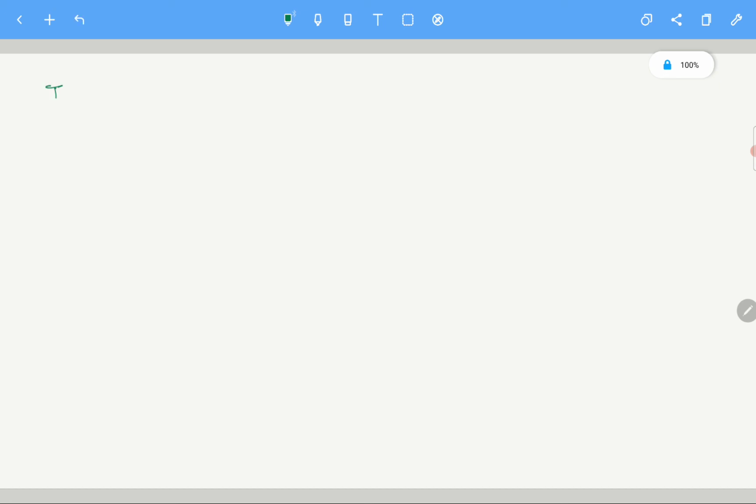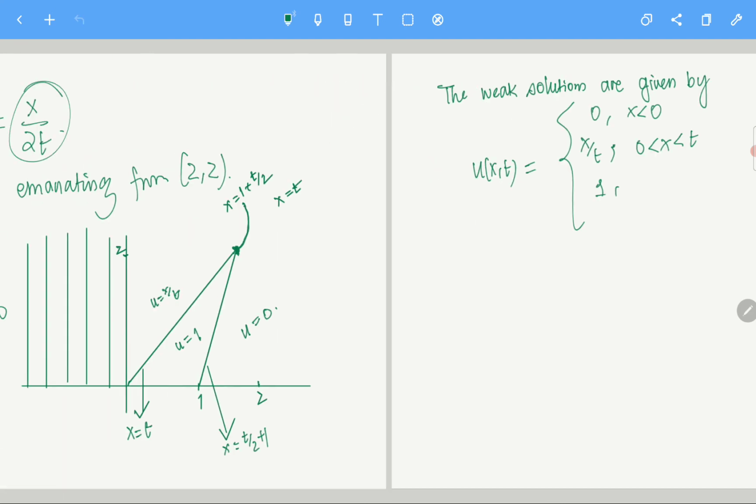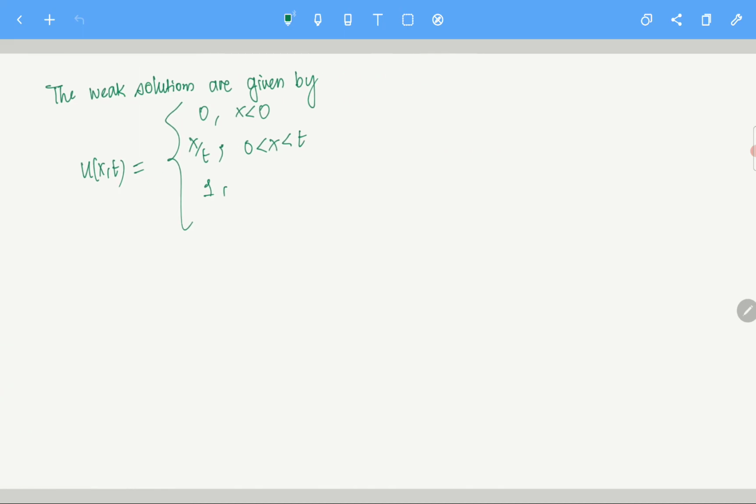So the weak solution. There are two shock curves. The weak solution is given by u of x,t is, the first one, if you remember, 0 for x negative, x by t when x lies between x equals 0 and x equals t, and it is 1 in this wedge, so basically when x is between t and t by 2 plus 1. And it is 0 when x is greater than 1 plus t by 2.